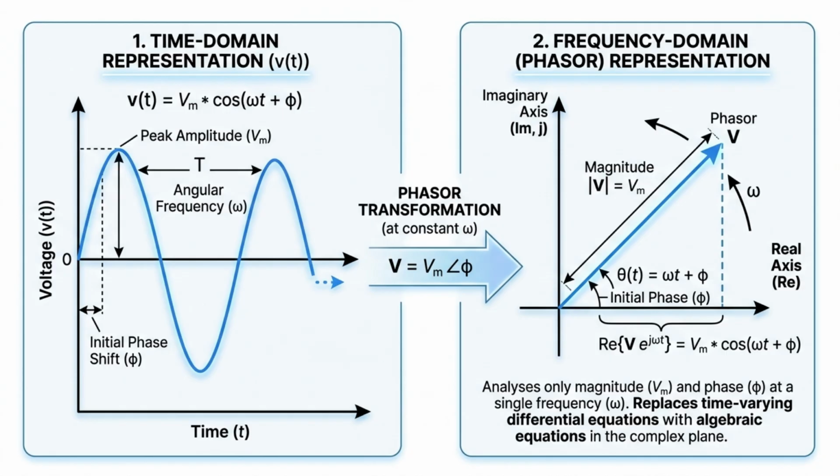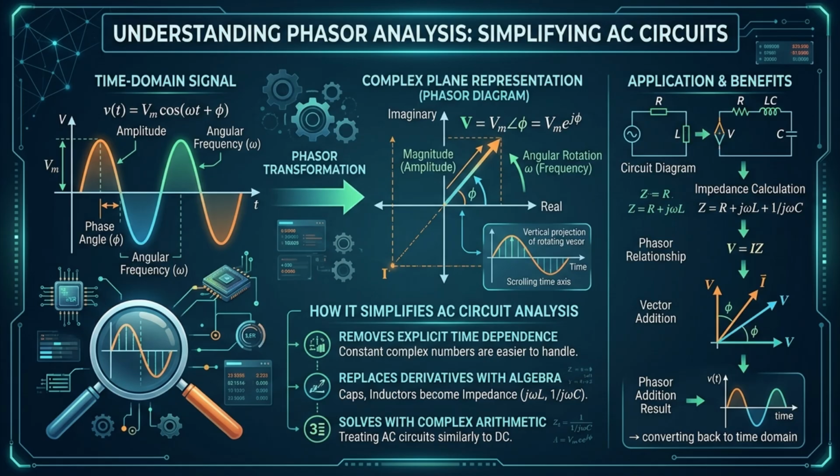A phasor is a mathematical representation of a sinusoidal signal that transforms a time-varying waveform into a rotating vector in the complex plane. Instead of analyzing voltage and current as functions of time, phasors allow us to represent them using magnitude and phase at a given frequency. This transformation simplifies AC circuit analysis by removing explicit time dependence.